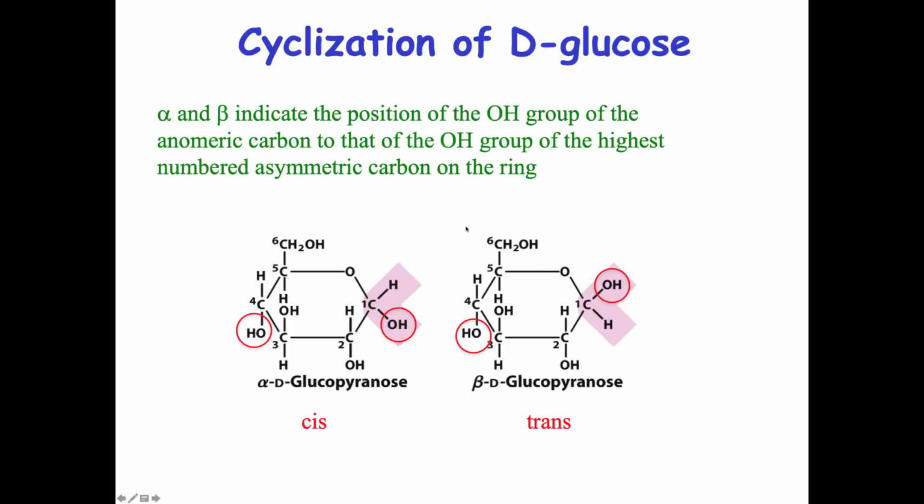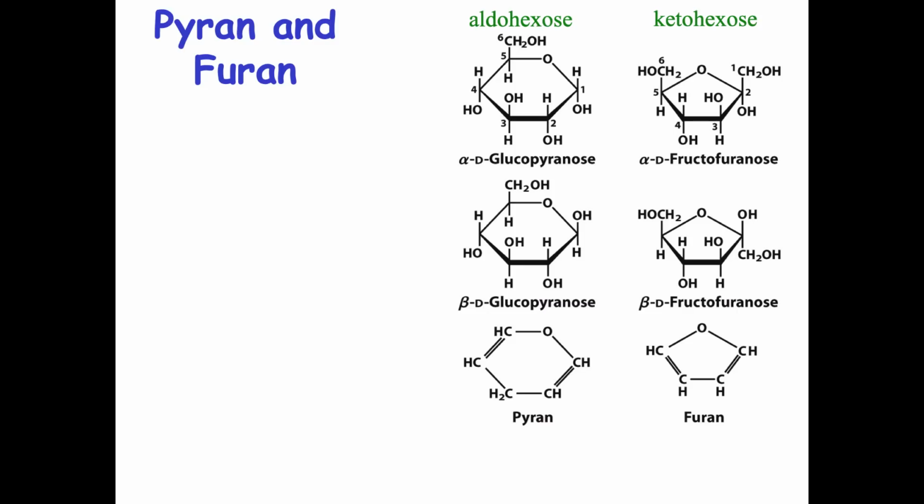Now the D form is indicated by this CH2OH group. Here we see it's above the ring. If it's below the ring, that would be an L sugar. So hexoses can form 5 or 6 carbon ring structures. The 6 carbon ring structures we call pyranose, because they resemble the pyran group. And the furanoses, shown here, resemble the furan group.